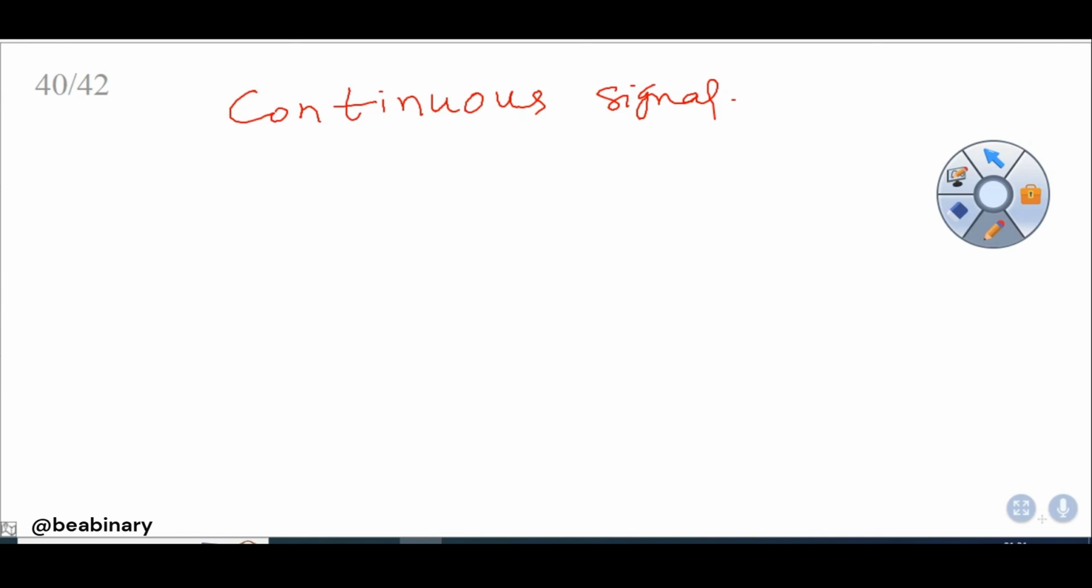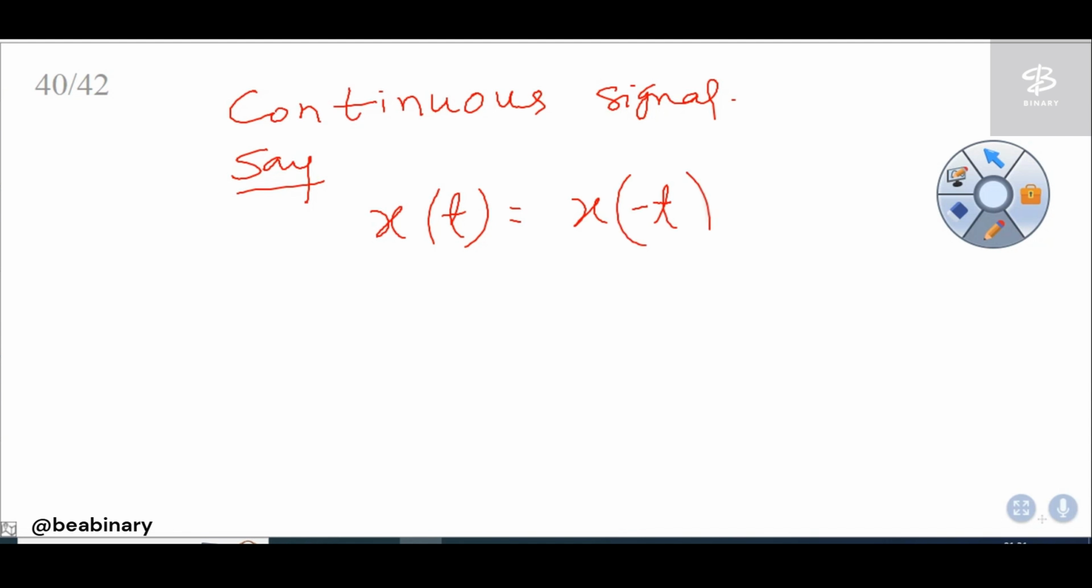So I can say that for a continuous signal x of t, if x of t is equal to x of minus t for all values of t, if this condition is satisfied, I can say that my signal is an even signal.